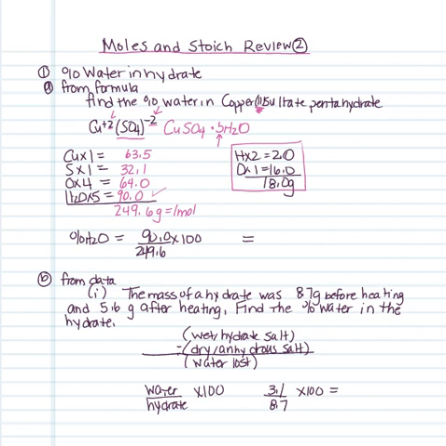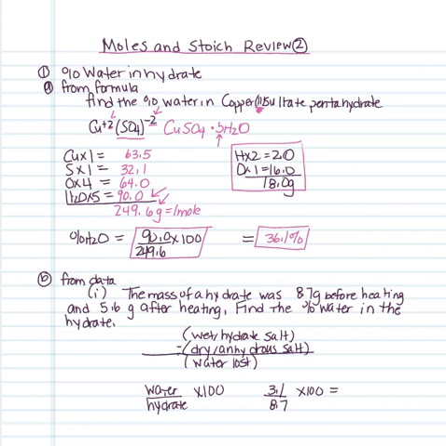To get the percent of water, we will take the total mass of the water, which is 90, and put it over the total mass of the compound, which is 249.6, and multiply by 100. Our percent of water comes out to 36.1%.